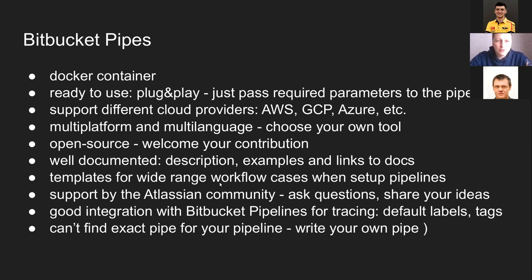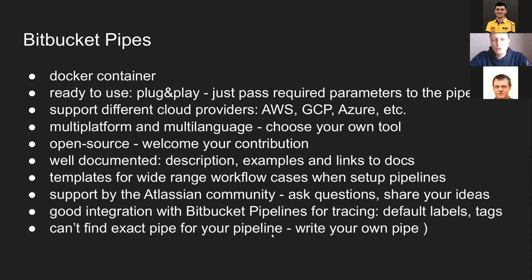Bitbucket pipes are well documented. It's in the README. It has a description, examples, and links to the docs. Also, when you set up pipelines, it provides templates for different cases, so you could just click on a template and you will have a common case and a ready-to-go setup. Bitbucket pipes are supported by Atlassian communities, so when you're stuck at some point, you just ask a question. You could share your ideas, or you could provide your suggestions.